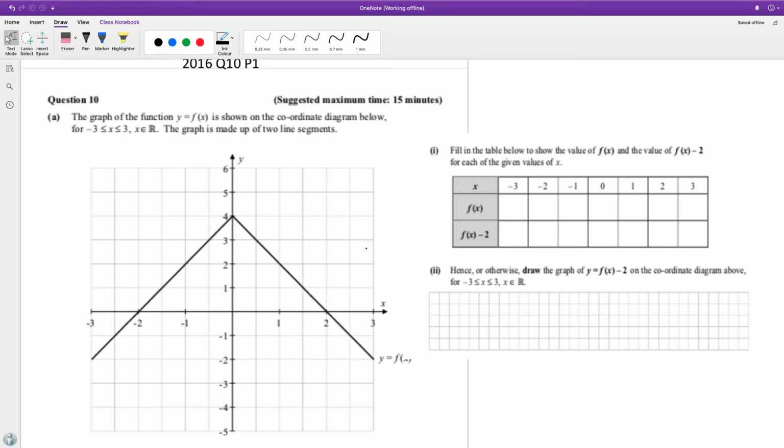So, 2016, paper 1 question. The graph of the function y equals f of x is shown on the coordinate diagram below, in the domain between -3 and 3. The graph is made up of 2 line segments. So you can see this now, this is f of x. All you have to do here is fill in the table for f of x. So draw that table first off, you go. See if you can fill in what should be in this box here. Don't worry about this for a minute, just what should be in the f of x box.